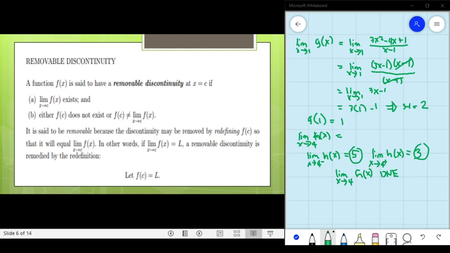It is said to be removable because the discontinuity may be removed by redefining f of c so that it will be equal to the limit of f of x as x approaches c. In other words, if the limit of f of x as x approaches c is equal to L, a removable discontinuity is remedied by redefinition. That means we let f of c be equal to L. So we redefine it to remove the discontinuity.